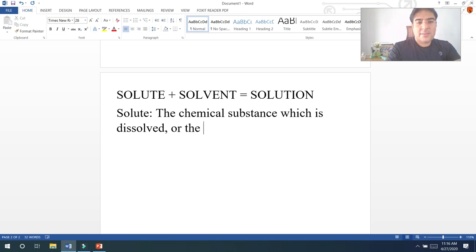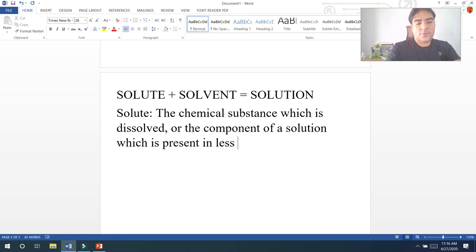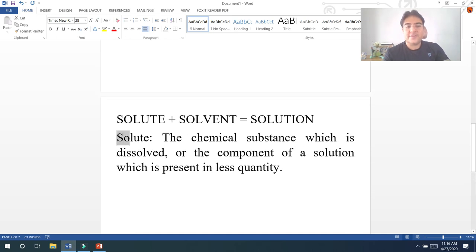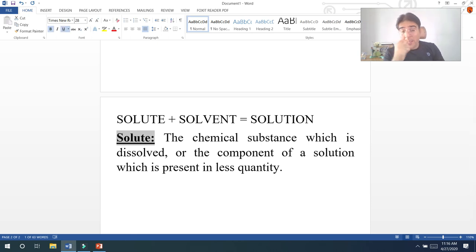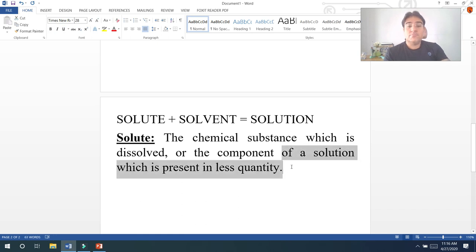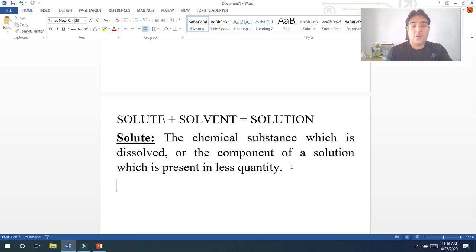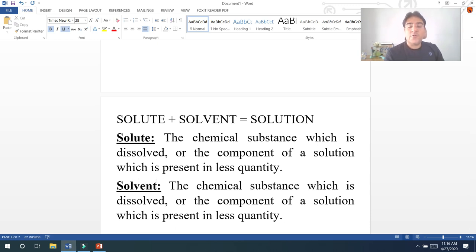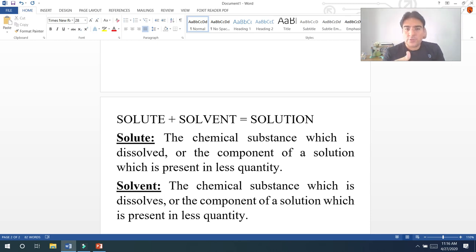Or we can say the component of a solution which is present in less quantity. Okay, in any solution, the solute is present in less quantity. It is the substance which is basically dissolved. Can you guess about the solvent? What is the solvent? Solvent is basically, you can say, this was solute. Now let's jump to solvent. Now solvent is also a chemical substance which dissolves the solute, and it is the component of the solution which is present in larger quantity.